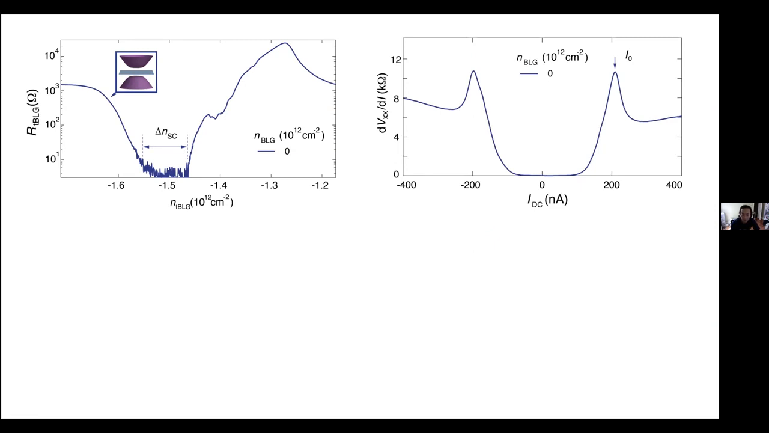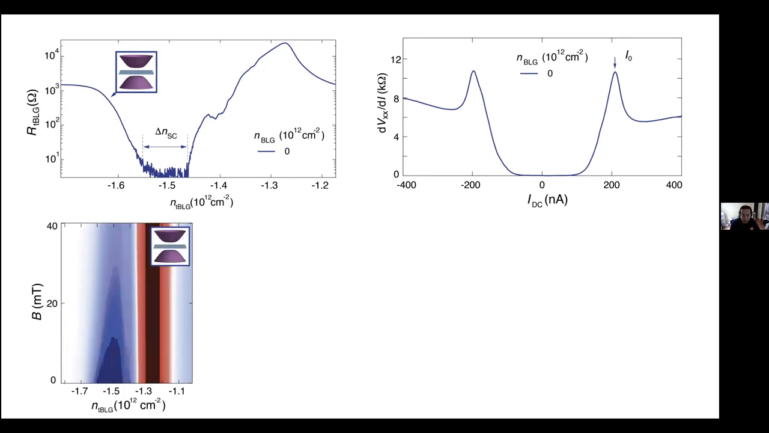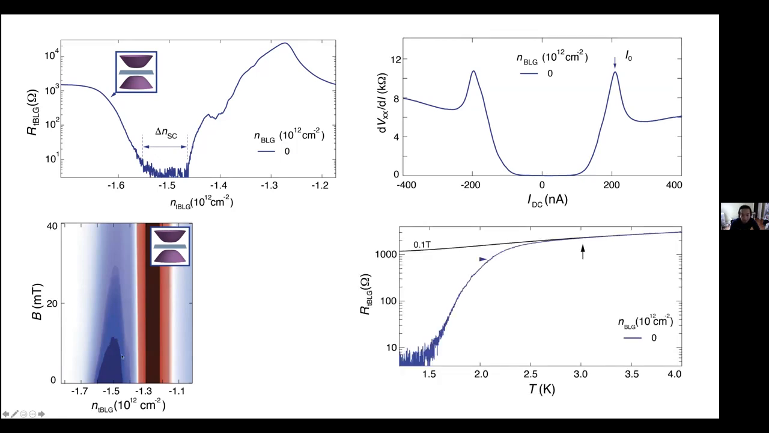And the DC bias dependence shows a sharp peak in the differential resistance. At this DC bias, the superconducting phase crosses over to normal state behavior. This defines the critical current that reflects the strength, or energy gap, of the Cooper pairs within the superconducting phase. There's the magnetic field dependence that gives us some measure of the critical B field, where the zero resistance disappears at about this magnetic field. And then finally, there's temperature dependence, which defines the transition temperature TC. This is defined by 50% of the normal state resistance.